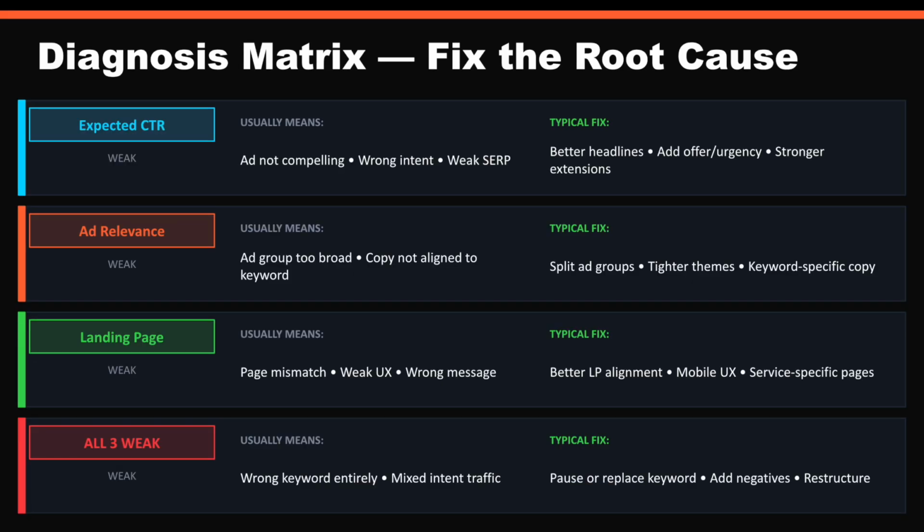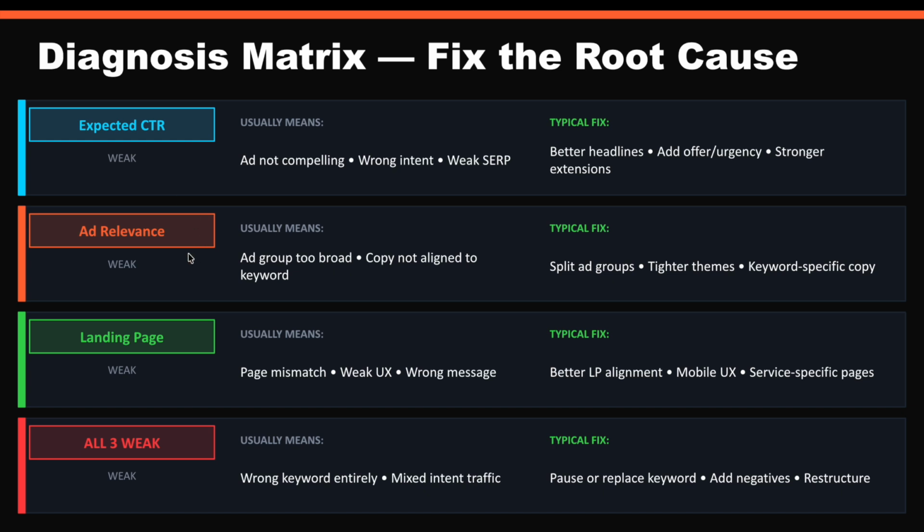So now this is one of my favorite slides in this entire presentation. I call it the diagnosis matrix. This is your cheat sheet for fixing quality score problems. Number one is quality. So to the first row, if expected CTR is weak, it means your ad is not interesting enough. People see it but do not want to click. So the fix is to write better headlines, add an offer, add urgency, and make the ad stand out from competitors.